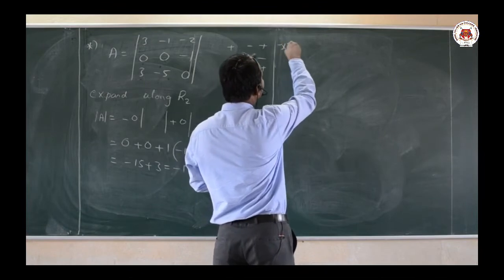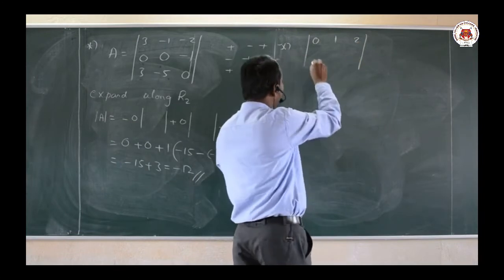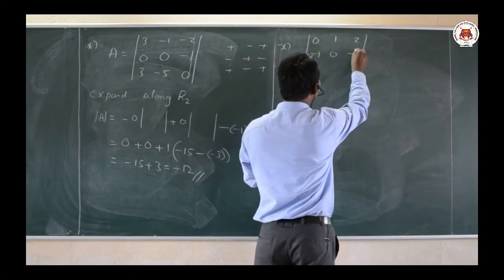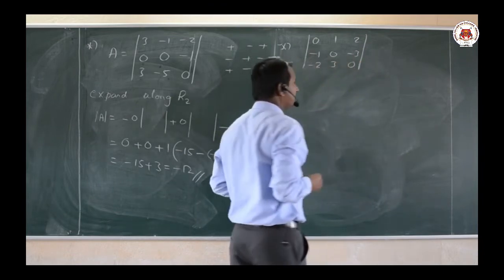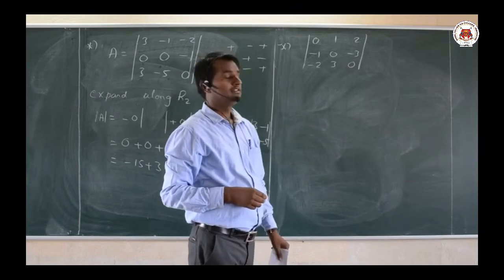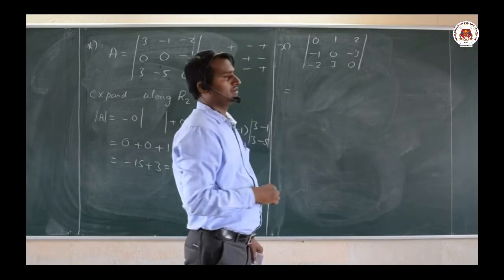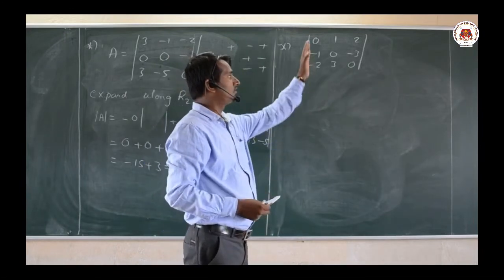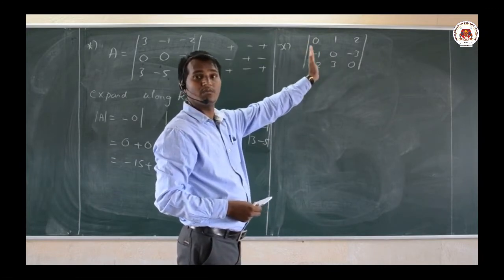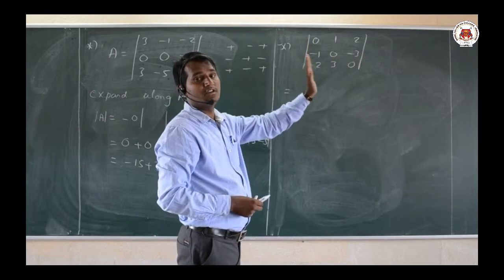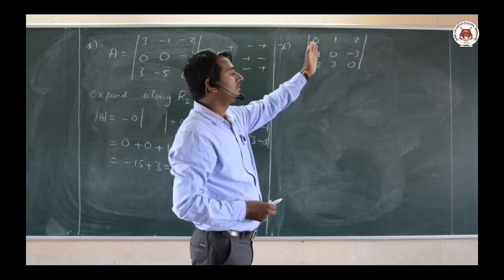That is 0, 0, 1, 2, then minus 1, 0, minus 3, then minus 2, 3 and 0. Okay, let us evaluate it. Now here you can ask me a question: Sir, along row 1 there is a 0, row 2 also has a 0, row 3 also has a 0, and along column 1, column 2, column 3, everything has a 0. Here you expand along whichever row you want. So better you expand along the first row itself.